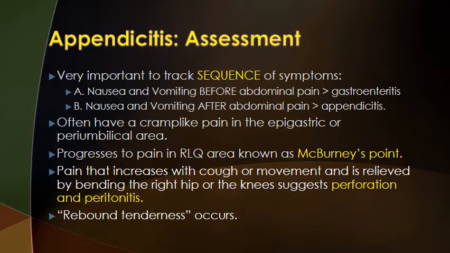Pain that increases with a cough or movement and is relieved by bending the right hip or the knees suggests perforation and peritonitis. We're getting sick. Also with appendicitis, rebound tenderness occurs, and that's where the provider would palpate into the abdomen, which actually doesn't cause pain as much as when they let go of the abdomen. That will cause more pain. Both will hurt, but rebound tenderness will hurt worse.